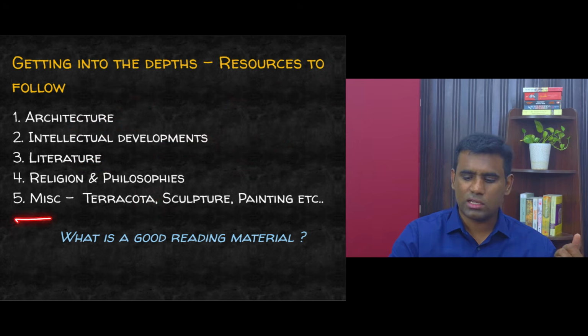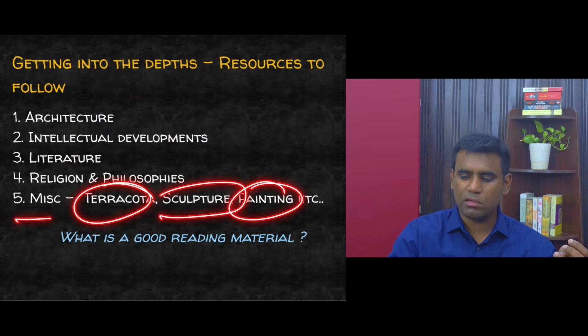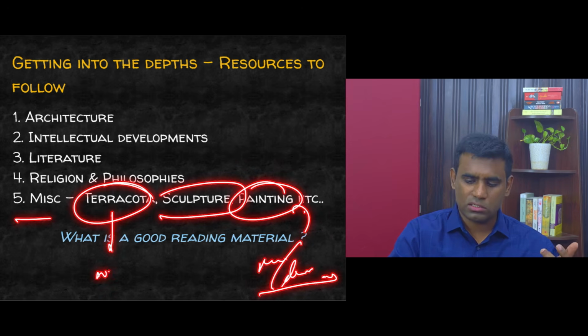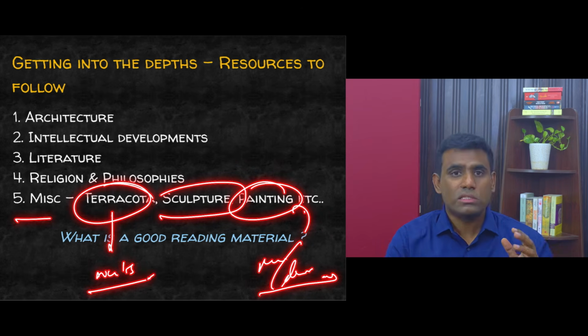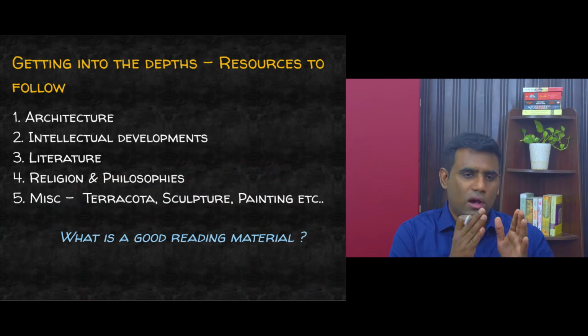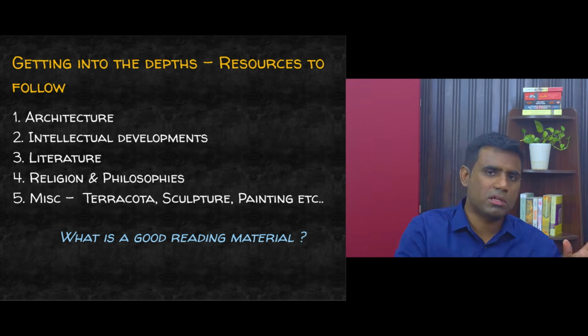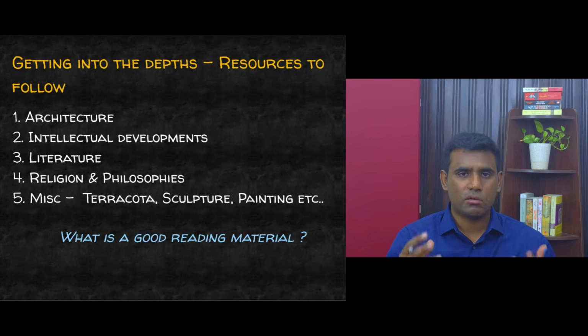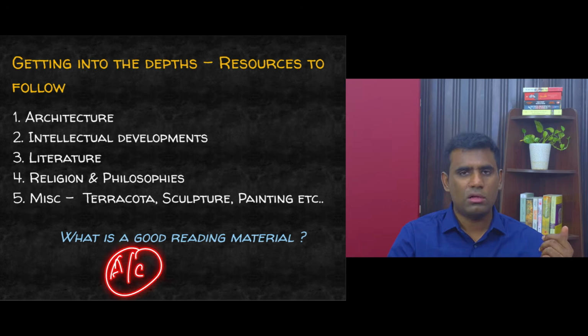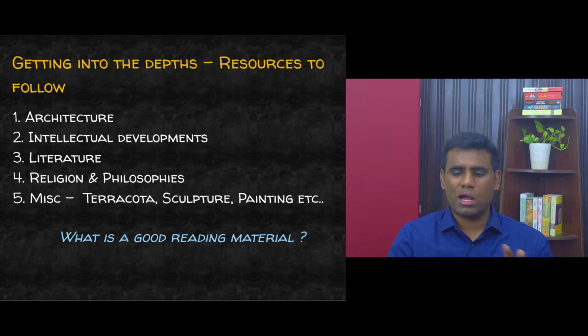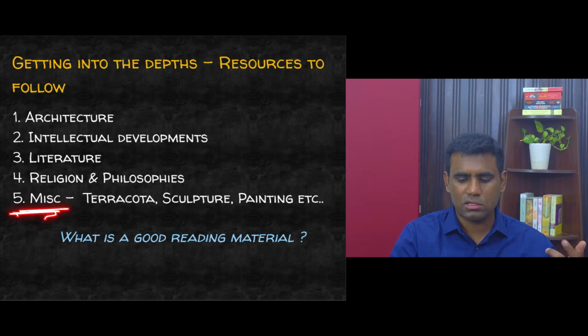And to cover these miscellaneous areas, terracotta art, sculptures, painting, music, dance, I would simply suggest your NCERTs. You have your history NCERTs, right? R.S. Sharma for ancient India, Satish Chandra for medieval India. At the end of every chapter, you have art and cultural developments of this particular period. So that's one NCERT that you can refer. In addition to that, you have a separate NCERT simply for art and culture, right? So those NCERTs can help you manage this 5th unit, this 5th part, which is about miscellaneous topics, right?